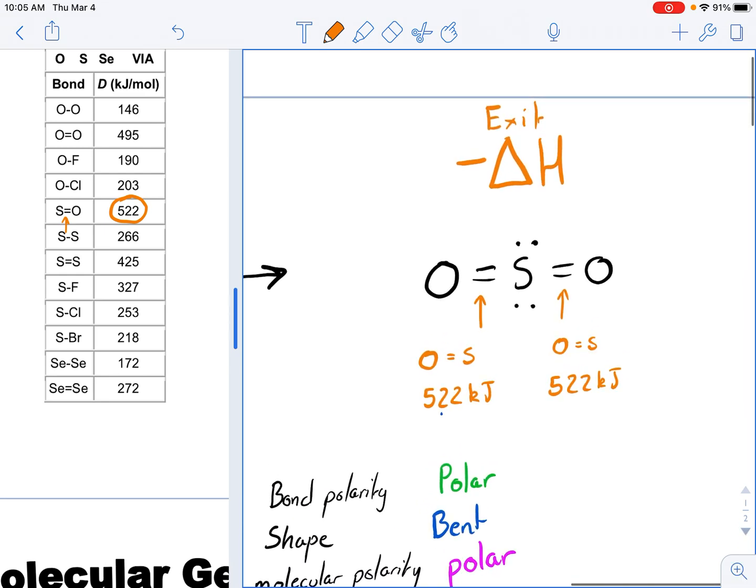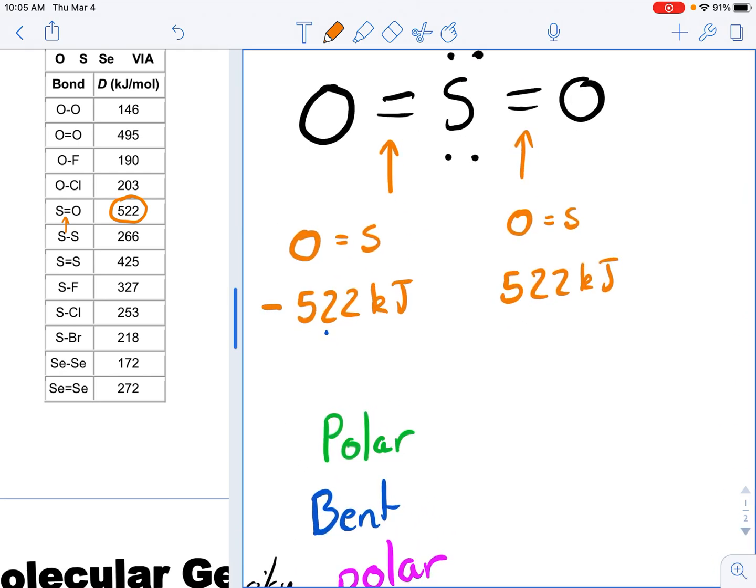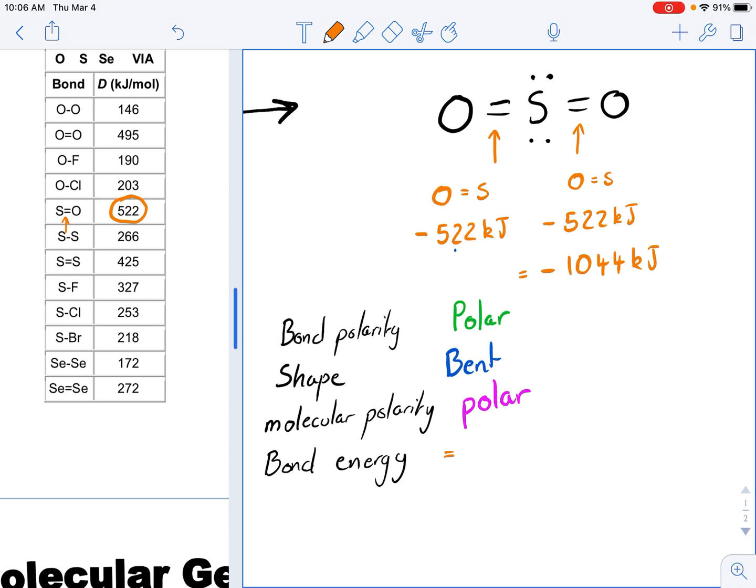Now, we are on the right-hand side of the equation this time. I'm not breaking bonds, I'm making bonds. And when I make bonds, I actually get some energy out. So these two are going to be negatives. This is negative 522, negative 522. So my total is going to be negative 1,044 kilojoules of energy. That's the total amount of energy. Negative 1,044 kilojoules.